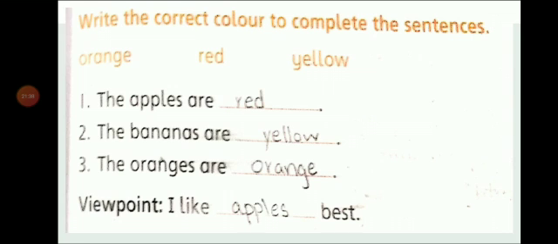And then we learned about different fruits, that Allah has made so many fruits with different colors, with different tastes and textures. So here we have done that apples are red, the bananas are yellow, and the oranges are orange. Then in the last you will tell your viewpoint, what's your choice, which fruit you like the most. And then you have told, like I have told, I like apples best. You can write here the fruit of your own choice.